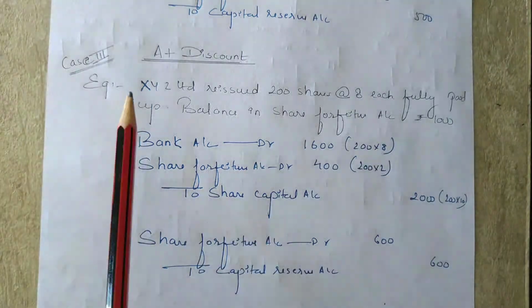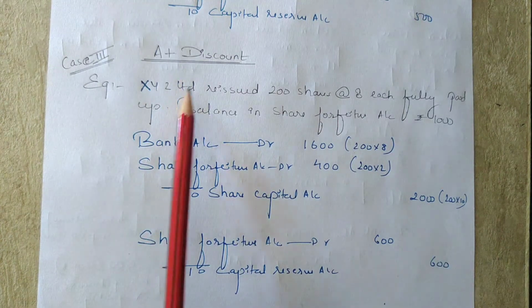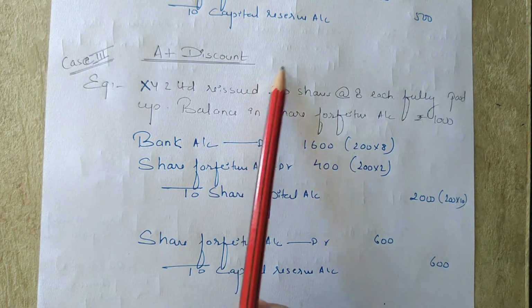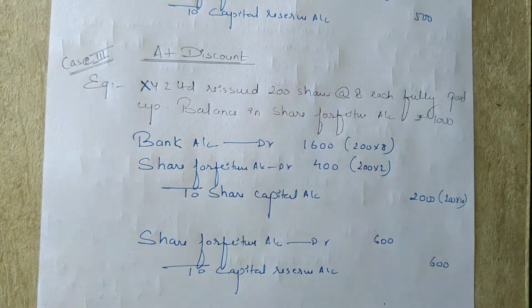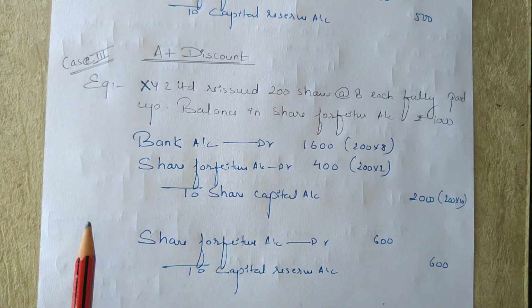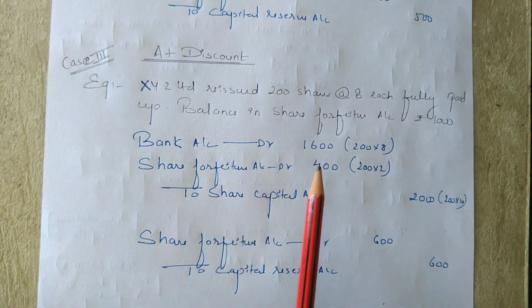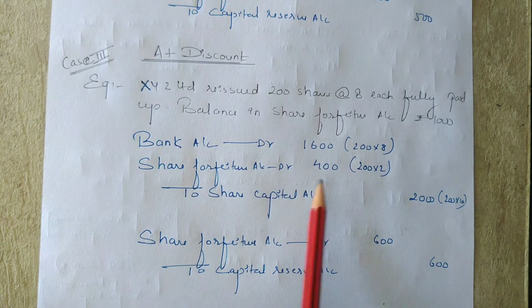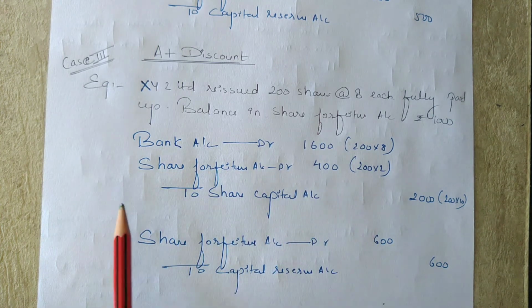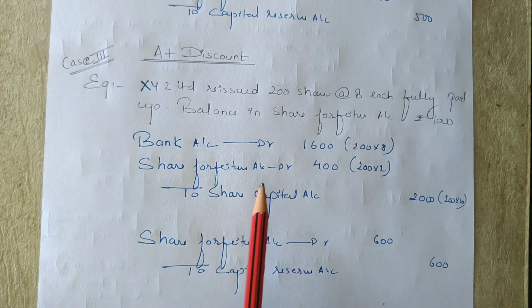Now the last case is when shares are reissued at discount, which means when reissue price is less than the paid up value. So here we will understand the entry first. Entry is bank account debit, share forfeiture account debit to share capital account. Now the question is why share forfeiture account is debited.